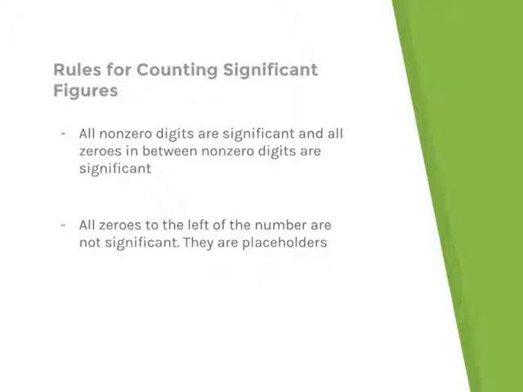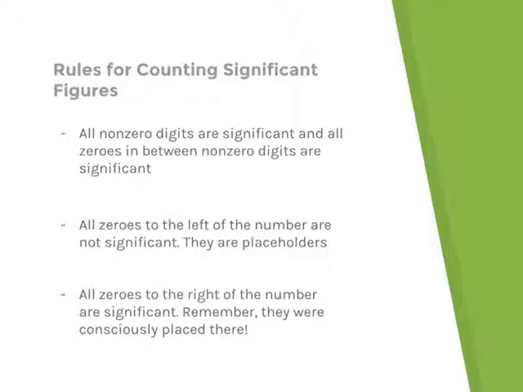And the third rule is that all zeros placed to the right of the number are significant. So you'll want to remember that measurements can end in zeros. And by writing them down, it's a conscious effort to note that that zero there is significant.